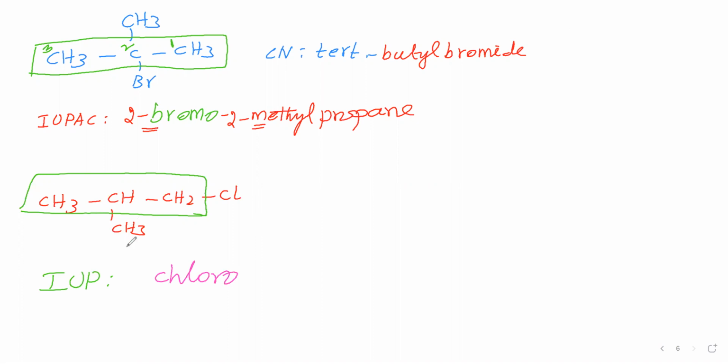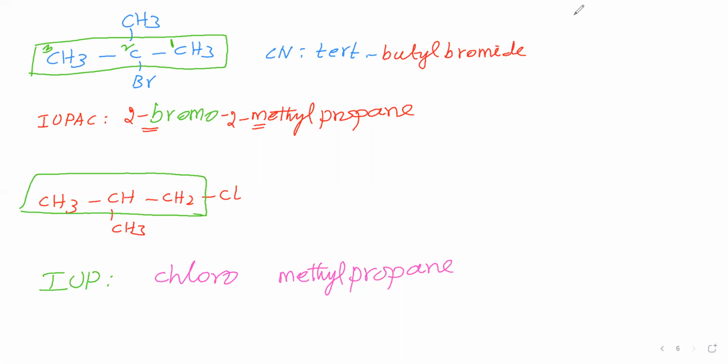The CH3 is the branch. CH3 name we are saying methyl. This root word parent chain contains 3 carbon atoms, therefore prop. Carbon-carbon single bond is there, therefore ane. So propane we said.